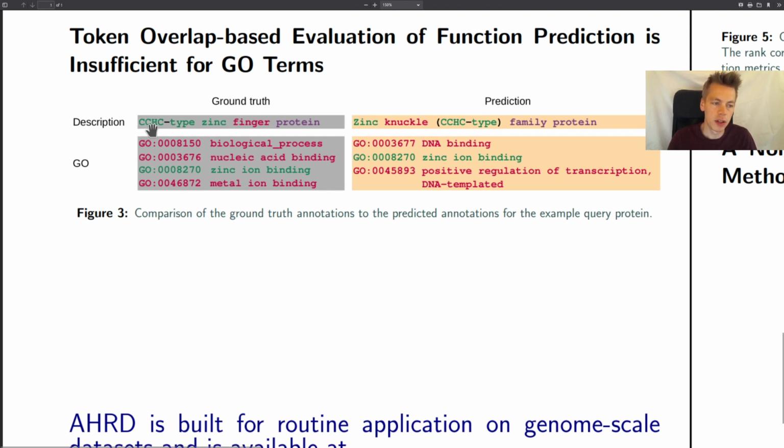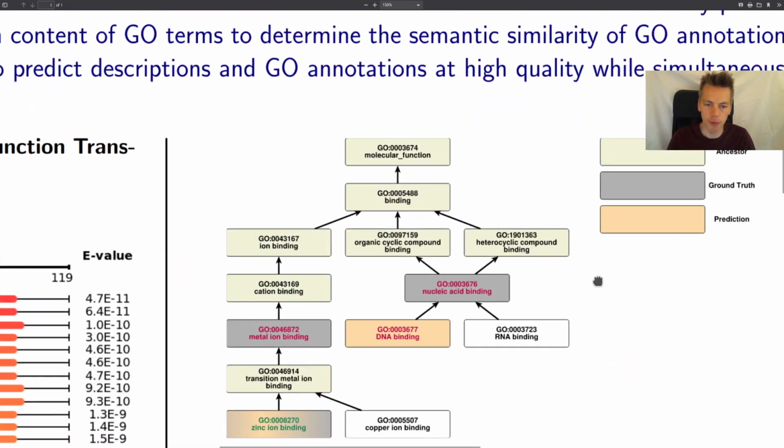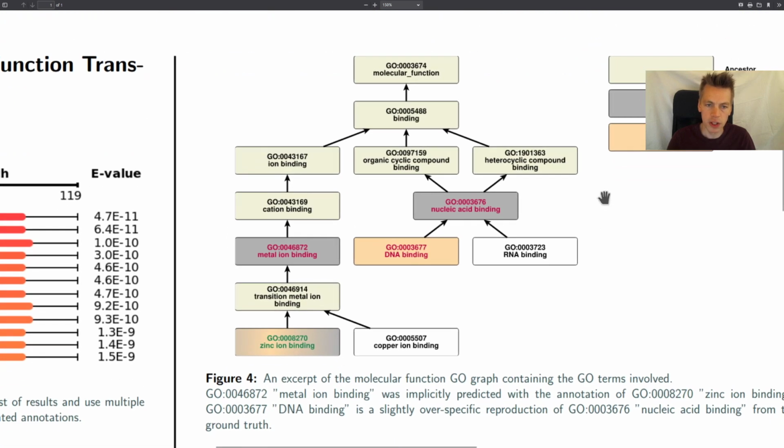We see here that the description managed to match 3 out of 4 terms, but for the gene ontology annotation we only matched 1. But of course, with the gene ontology, you always have to keep the graph of the gene ontology in mind. And as you can see here, if you look at the small part of the molecular function tree, with the zinc ion binding prediction, we also implicitly annotated metal ion binding. And with the DNA binding prediction, we also implicitly matched nucleic acid binding. Our prediction was just a little bit over specific.